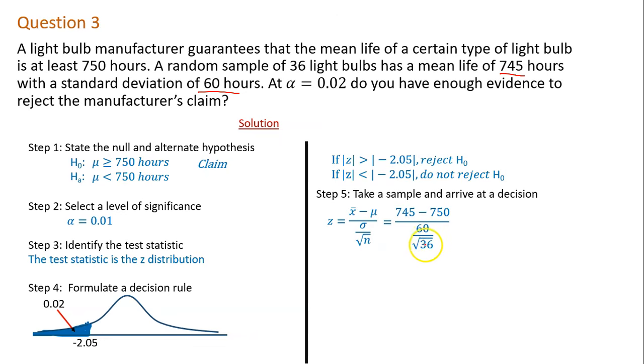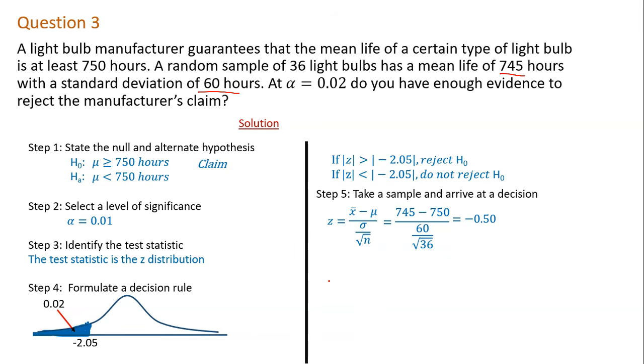Now root 36 will give you 6. 60 divided by 6 is 10. And then at the numerator, 745 minus 750 is negative 5. So negative 5 divided by 10 is negative 1 over 2. And negative 1 over 2 in decimal is negative 0.50. So the calculated z, or the computed z, or the test statistic is negative 0.50. When you want to make a decision, you ignore the negative so that you won't make a mistake.